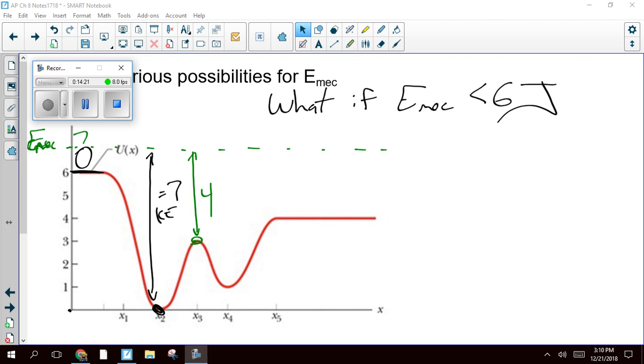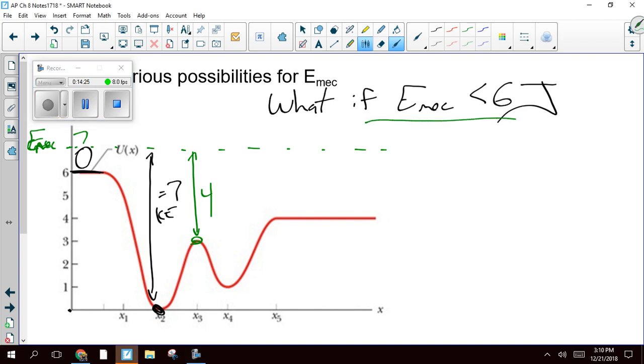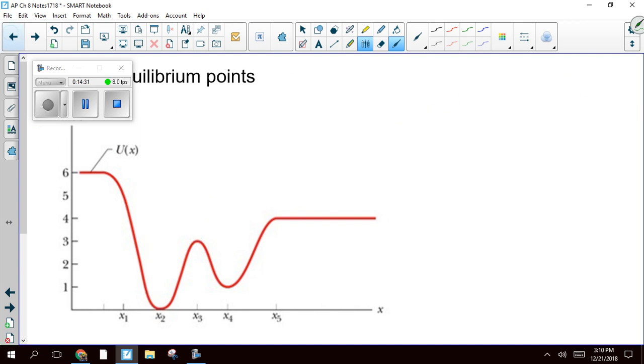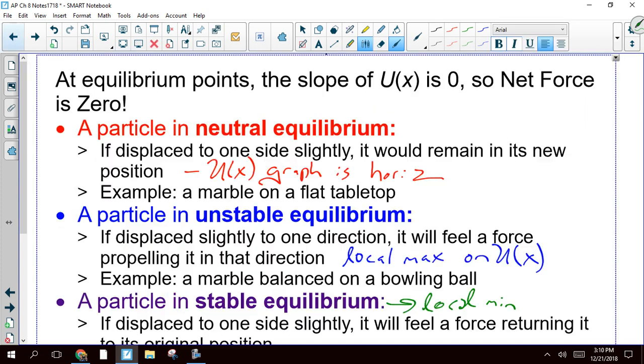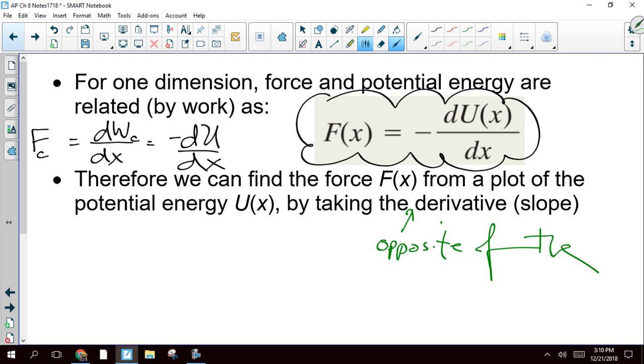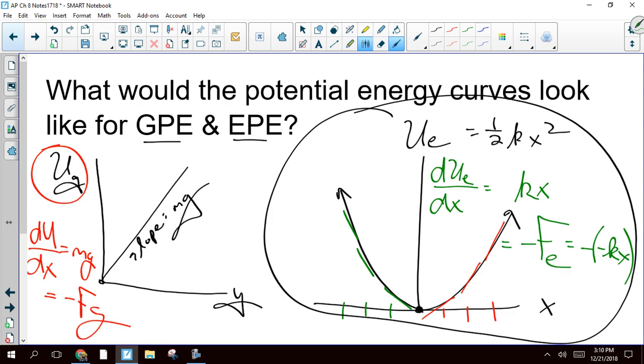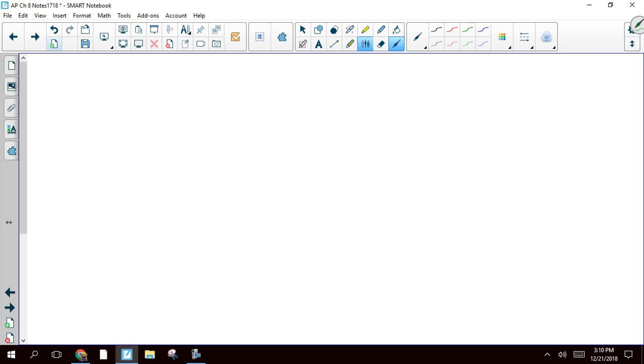All right, so the question was, what if the mechanical energy is less than 6 joules? Let's talk about how that could happen. Let's go back to the spring example. So we've got this graph. Here's our elastic potential energy. The curve looks like this.